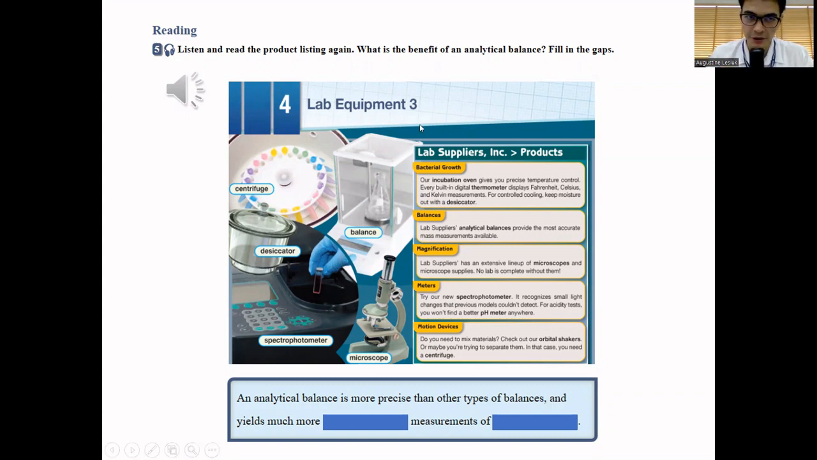All right, that was the audio clip. Now, here are the answers. An analytical balance is more precise than other types of balances and yields much more accurate measurements of mass. Okay, so those are the answers. Moving on.